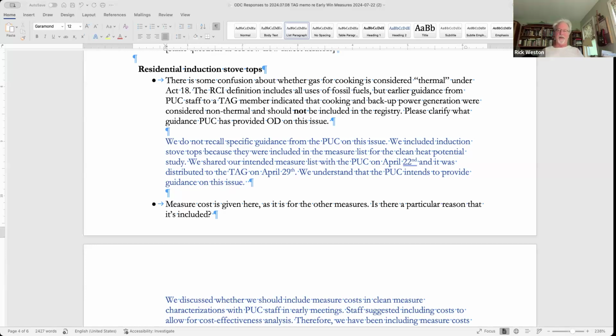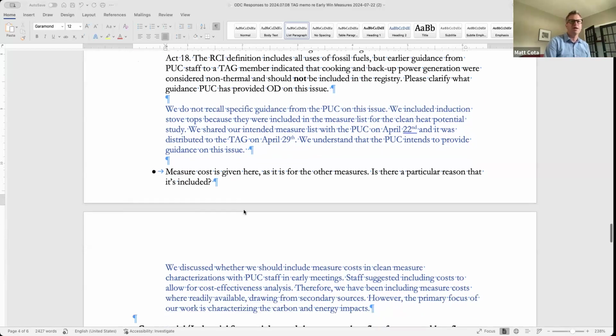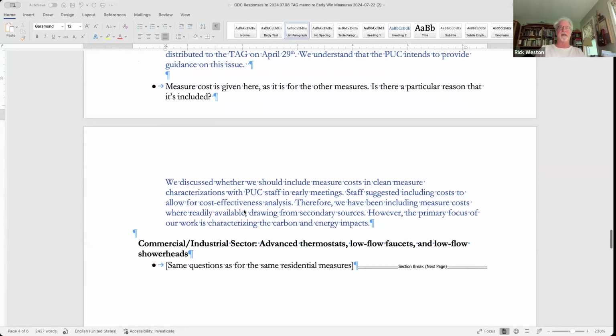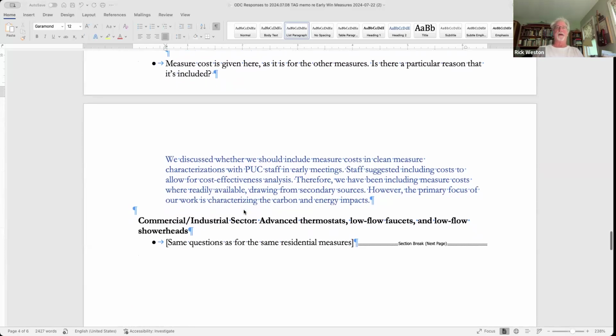Okay, that's fine. But they're just the consultant. Yeah, no complaints against Opinion Dynamics here, I'm just saying. No, that's fine. They included measure costs.